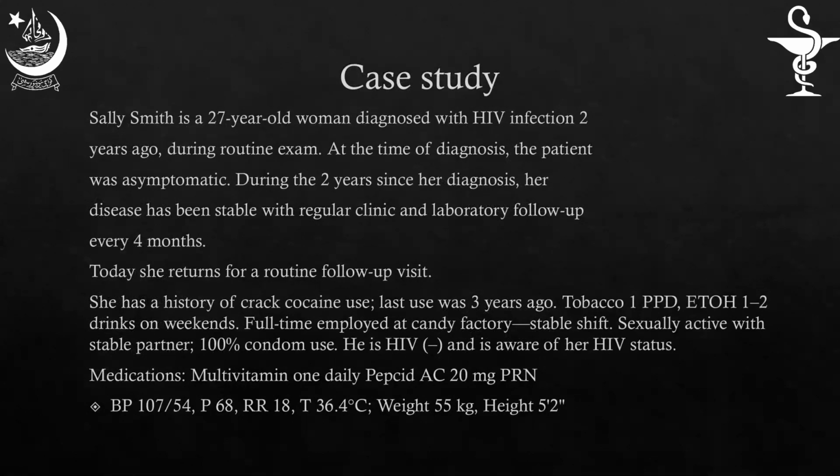Today, she returns for a routine follow-up visit. She has a history of crack cocaine use, which was last used 3 years ago. She uses tobacco, drinks on weekends, is employed at a candy factory, is sexually active with a stable partner with 100% condom use, who is HIV negative and is aware of her HIV status. She uses multivitamins once daily and Pepsid 20 mg PRN.